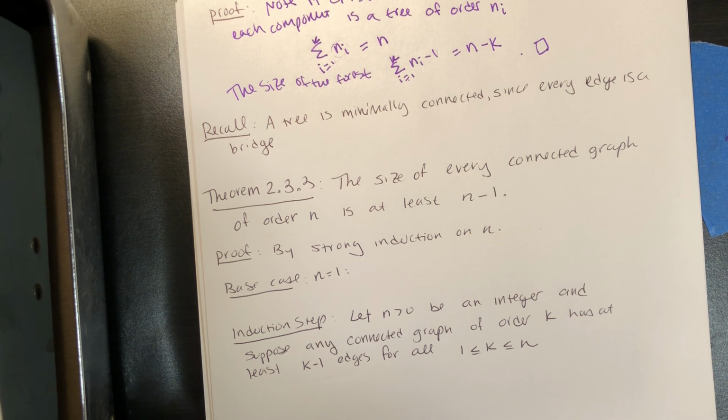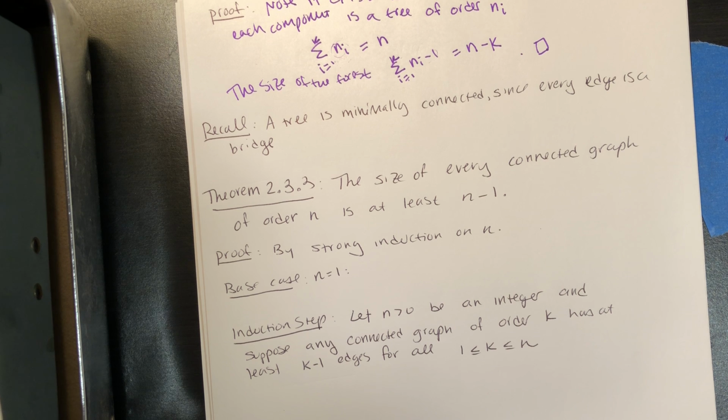In other words, if you have fewer than n minus 1 edges in your graph, there's no way your graph can be connected. So again, we're going to prove this using strong induction, the same way that we proved that a tree of order n has size n minus 1. Right, so we're trying to prove that if you have a connected graph of order n, then you must have at least n minus 1 edges in your graph. So let's prove this by strong induction.